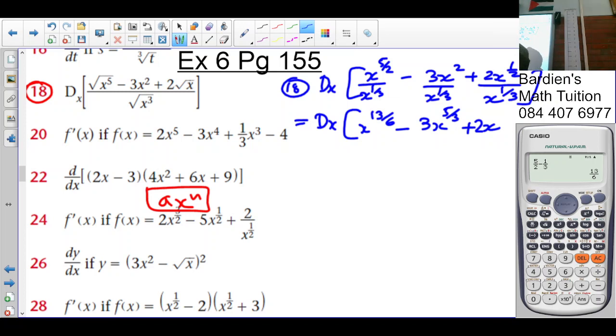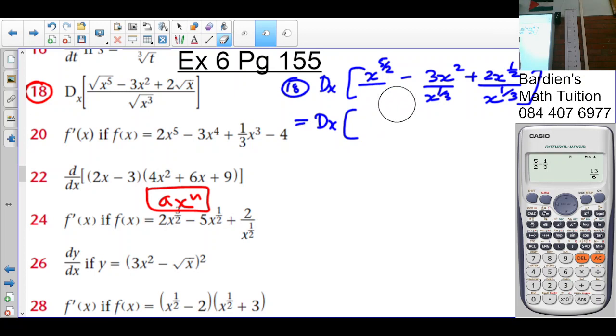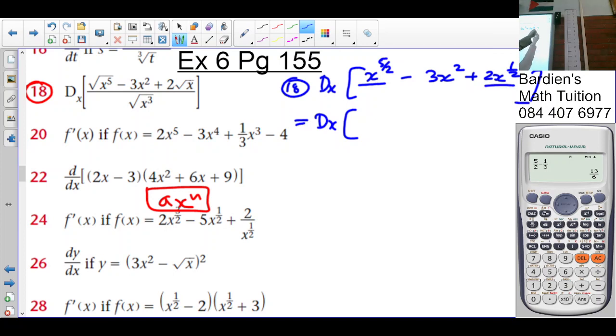Yes? Absolutely. Why only ask now? I almost finished this one. But you're right. How did I get it? There must be a 2 there, not so? So it's x to the 3 over 2, x to the 3 over 2, x to the 3 over 2.